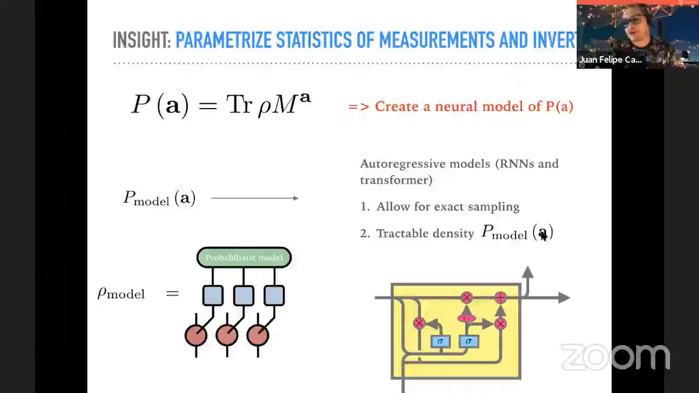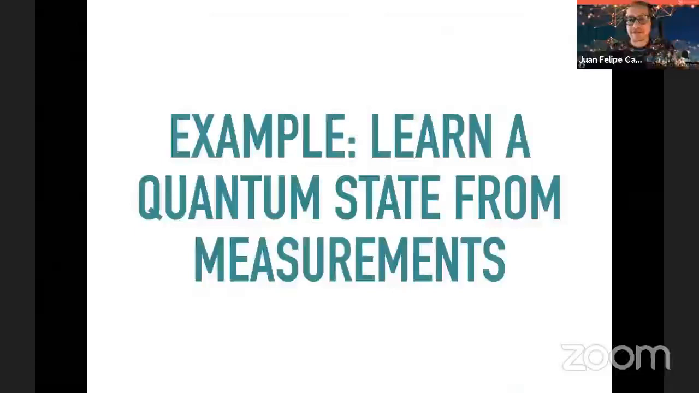And so by doing that, we have a model for our density matrix, which is constructed from a probabilistic model and some tensors that we know. They're very simple, single qubit ones, so we can compute them exactly. And so can we use this in practice? The first example we have is, can we learn quantum states from measurements? Can we do approximate quantum state tomography using this idea, using these probabilistic models?